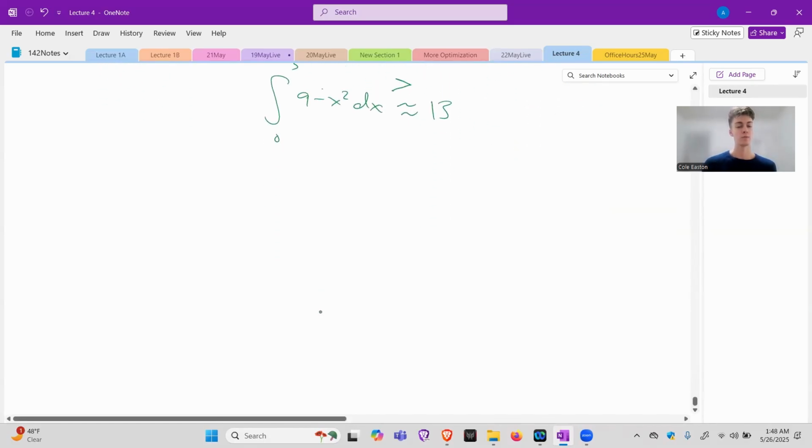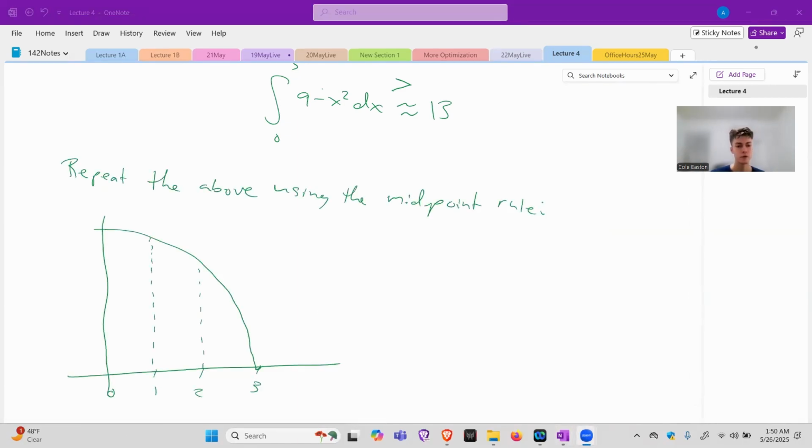And now let's do this one more way, and this time we're going to use the midpoint rule. We've drawn our graph again. Remember, this time we want to plug in these points halfway in the middle of the rectangles. So in that case, that's going to be 0.5, 1.5, and 2.5. So if we plug in 0.5, our rectangle is going to look something like this. 1.5, our rectangle will look like this. And 2.5, our rectangle will look like this.